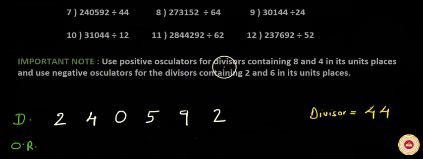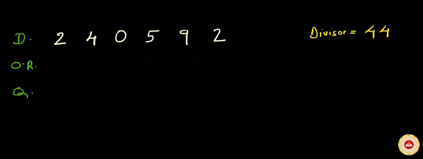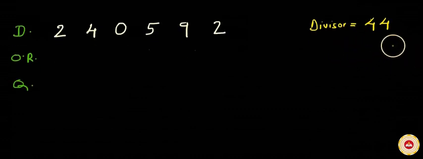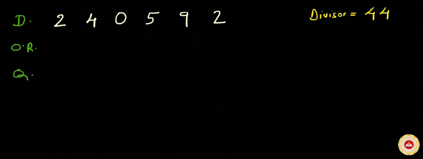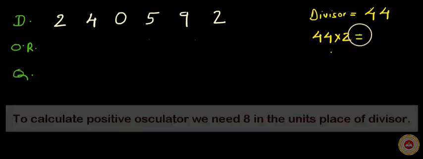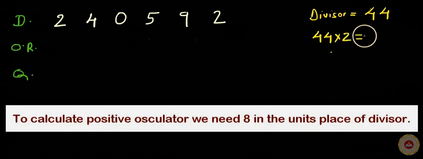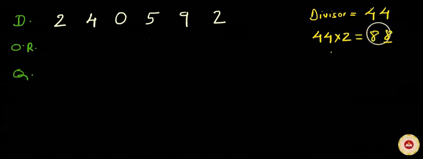Use positive osculators for divisors containing 8 and 4 in its units places. It means friends, we are going to calculate the positive osculator. So let us calculate. To calculate the positive osculator, we need 8 in the units place of that number. So let us convert this 44 into such a number which contains 8 in its units place. For that we have to multiply this 44 by 2 so that we get 88. Now 8 in the units place. Okay, so we can now calculate the positive osculator.